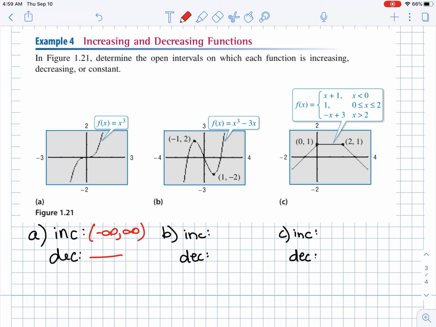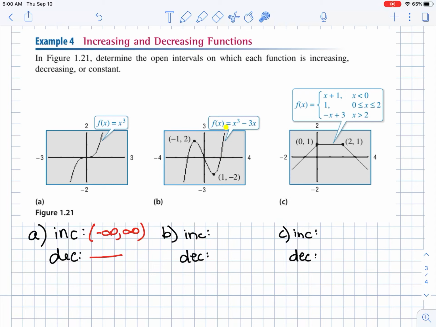Okay, so what about for this one here? So remember, we're going from left values to right values. So we're going to put our finger on the function. Go ahead and put your finger on the screen with me. We're going from left to right. So I'm increasing up to this top point right here. But now I can't increase anymore. I'm going down, so I know I'm decreasing to this bottom point. And I'm not going down anymore. I'm going back to increasing.